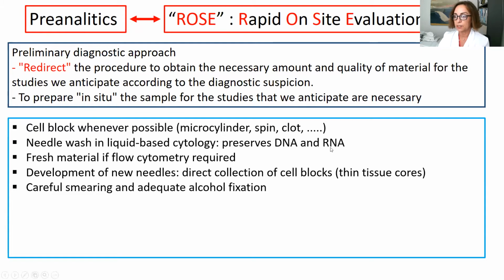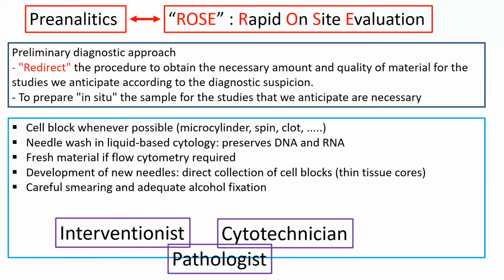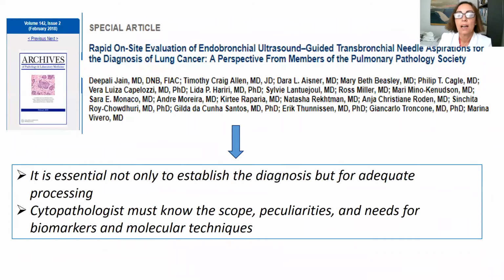We can obtain very thin tissue cores, so we obtain directly these thin cell blocks. And of course, a careful smearing and adequate alcohol fixation are very important. So ROSE is a teamwork between the interventionist, of course, the cytotechnician, and the pathologist, the cytopathologist in this case. And this is supported by many, many important people. And this is the conclusion of the members of the Pulmonary Pathology Society, published in 2018.